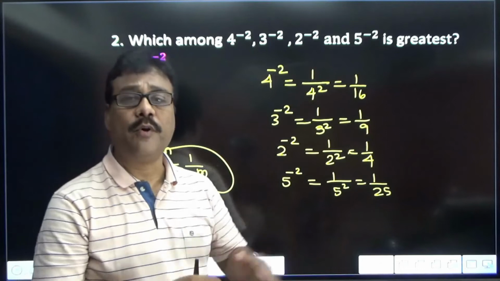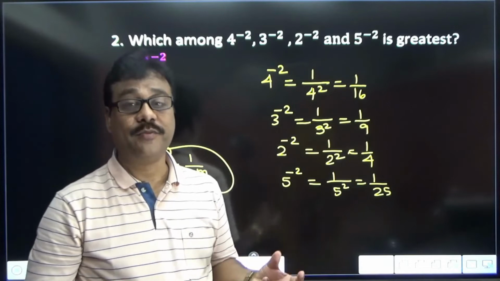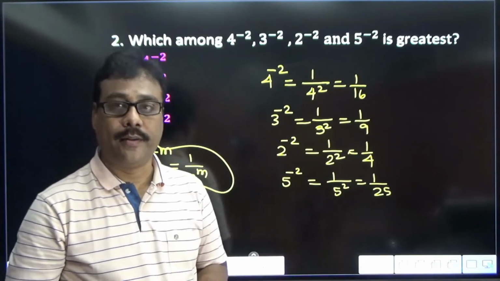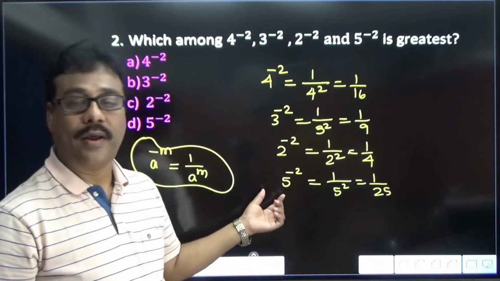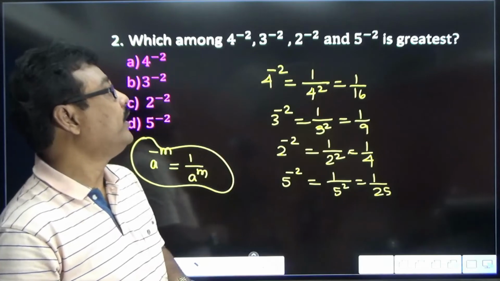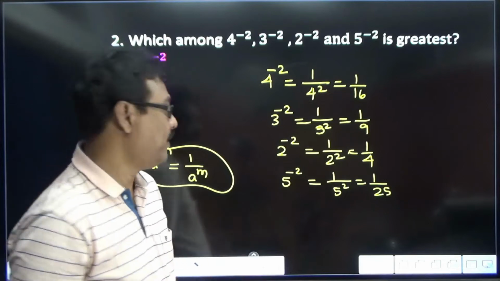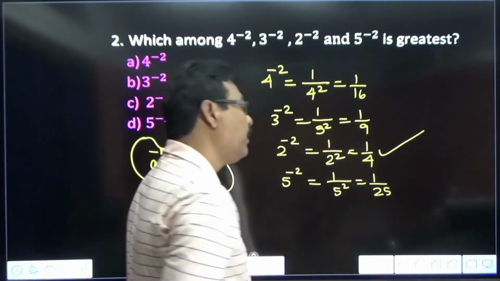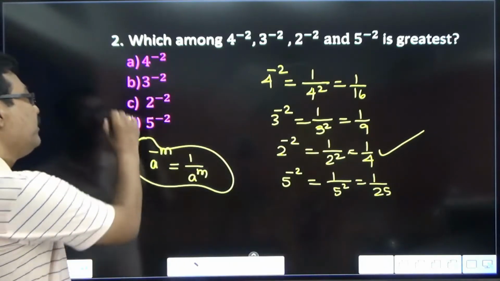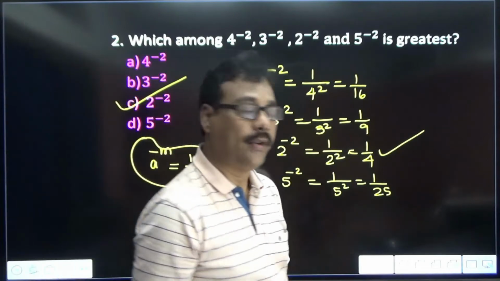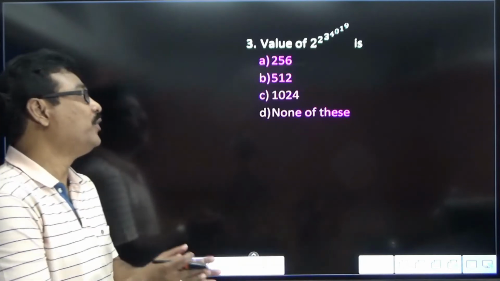Because the numerator is the same for all the numbers, the smallest number will be the one having the largest denominator. So I can see the denominator 25 is the largest, that means this is the smallest one. But the question is which is the greatest one. That means the denominator has to be smaller. So I can see the smallest denominator is here. So 1 by 4, or you can say 2 to the power minus 2, is the greatest of these numbers. So this is the answer for this particular question. Okay, got it now? Okay, let's do the next one.